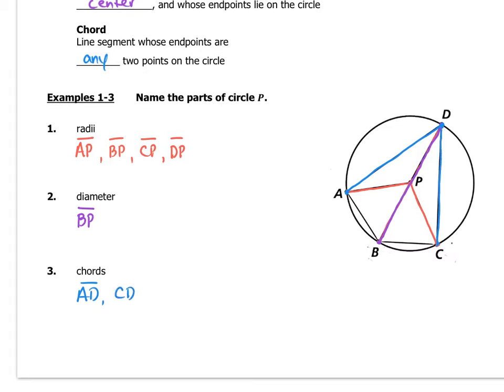That's another chord of the circle. Line segment AB is a chord, as is line segment BC.